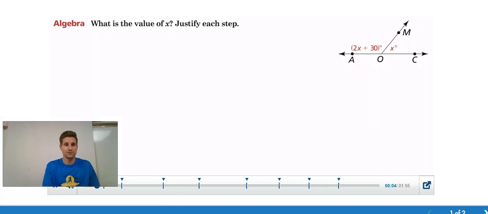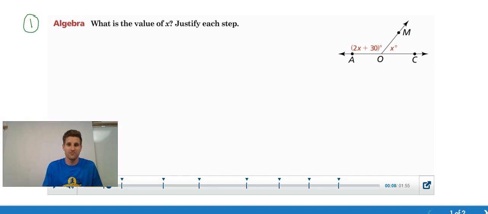Okay, so here's our first example. We're not going to do a ton of examples today because we're going to get a lot of practice in class. It says, what is the value of x? So go ahead and draw this picture, justify each step. Now, let's just chat real quick about how we would solve this problem. Well, I see that this is a linear pair. They're supplementary, so we know these two are going to add up to 180.